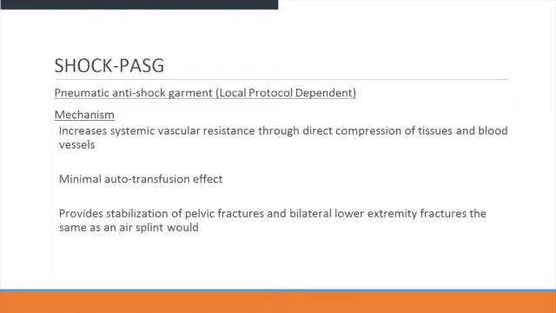They do increase the systemic vascular resistance through the direct compression of tissue and blood vessels. So this is going to push all the blood from the lower extremities up into the upper half of the body, and it's going to increase the vascular resistance by basically moving all the fluid to the container above the waist, or above the abdomen, I guess you should say. They have very minimal auto-transfusion effects. They provide stabilization of pelvic fractures and bilateral extremity fractures, same as some air splints would.